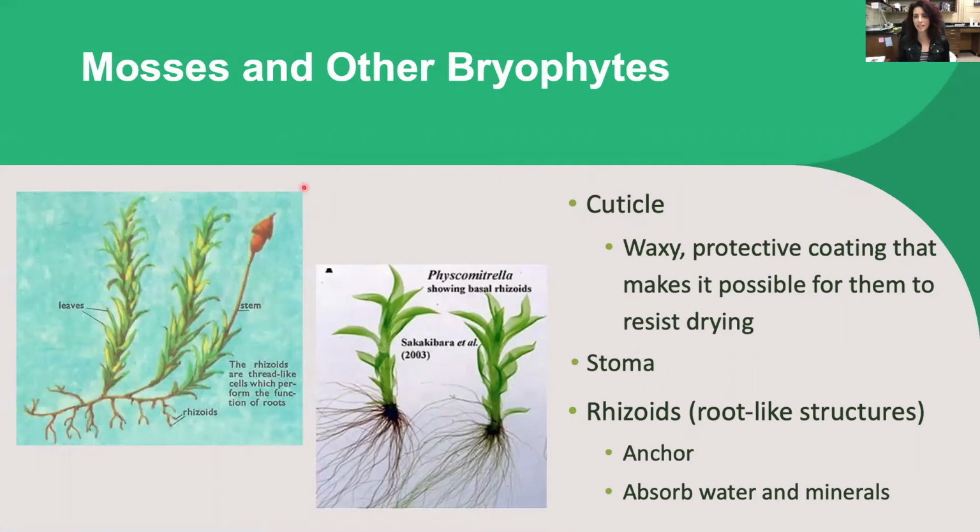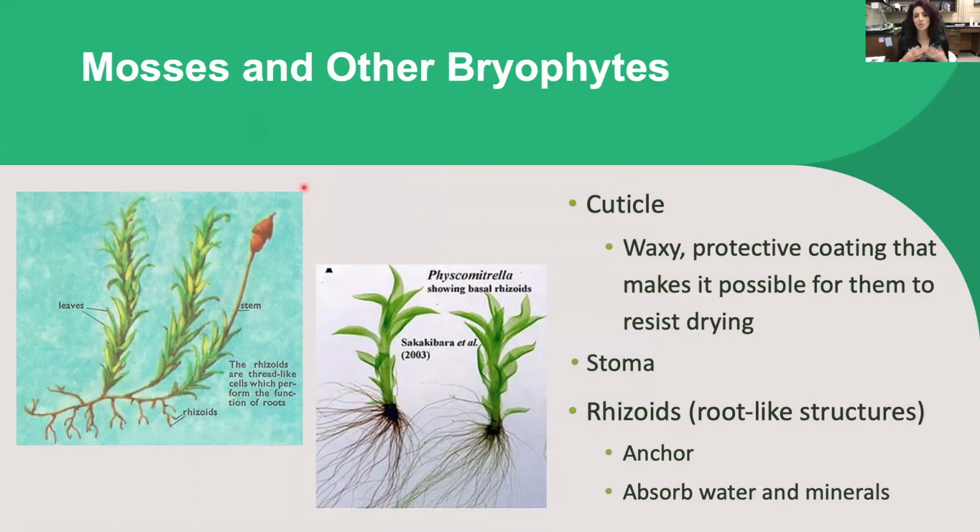Talking specifically about mosses and other bryophytes, they have what we call a cuticle. This cuticle is on the outside, and it serves as a waxy protective coating that allows them to resist dehydration while being on land. So this was probably the largest step in plant evolution, going from the water to the land. Land poses a large challenge for plants. It's extremely dry, and as you and I know, plants need water to survive.